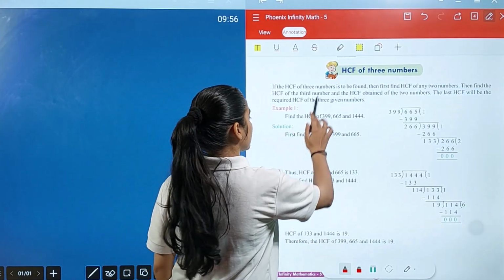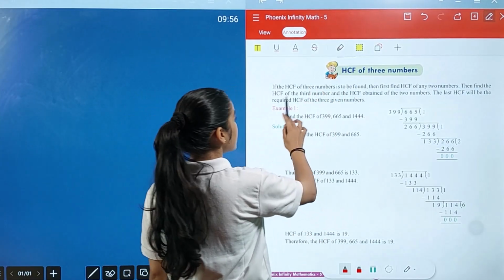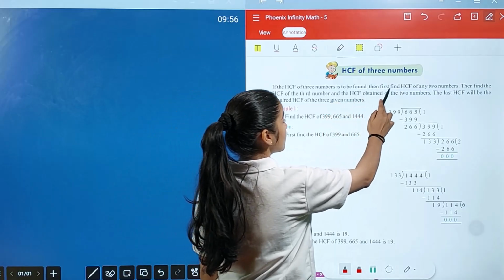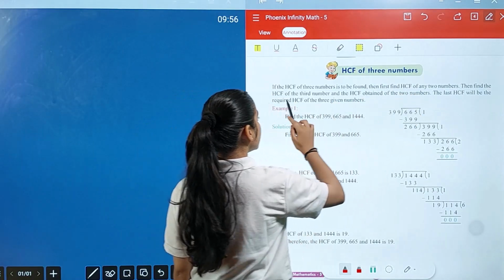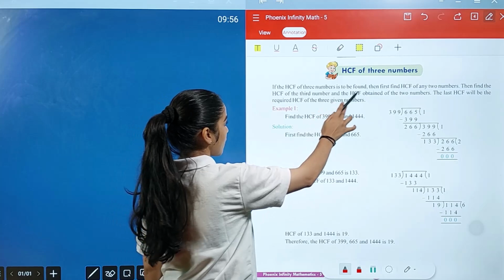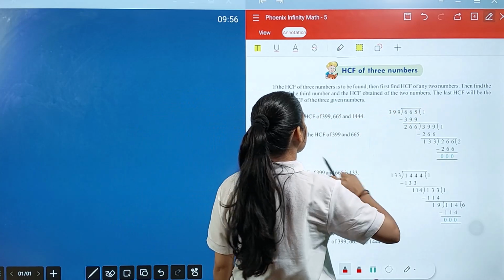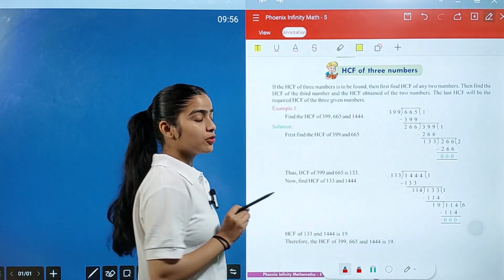Now we are going to learn about the HCF of three numbers. If the HCF of three numbers is to be found, first find the HCF of any two numbers, then find the HCF of the third number and the HCF of those two numbers. The last HCF will be the required HCF of the three given numbers.